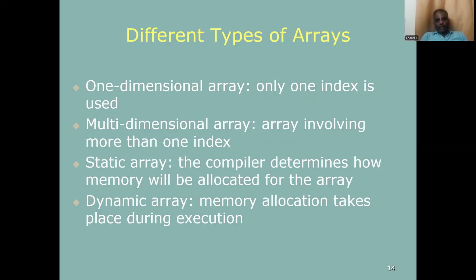What are the different types of arrays? One-dimensional array, multi-dimensional array, static array, and dynamic array. In a one-dimensional array, only one index is used. A multi-dimensional array involves more than one index. In a static array, the compiler determines how memory will be allocated for the array, that is, at compile time. In a dynamic array, memory allocation takes place during execution time.